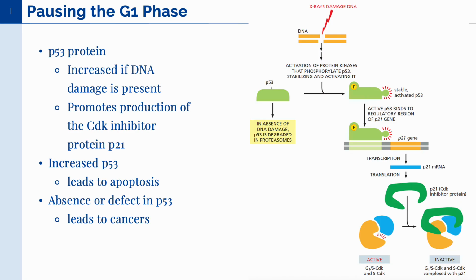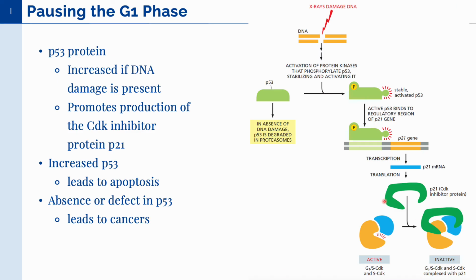In this figure, we can see one example of how we can pause the G1 phase, and that is with the use of your P53 protein. This protein is present in the cell whenever DNA damage is present, and what it does is that it promotes the production of the CDK inhibitor protein P21, which we discussed in a previous slide.